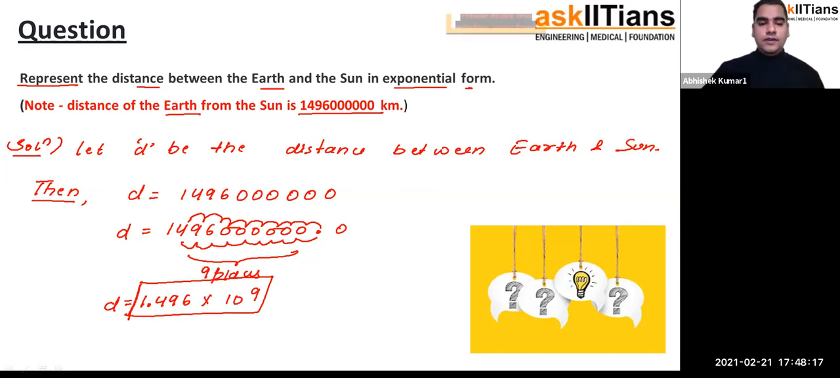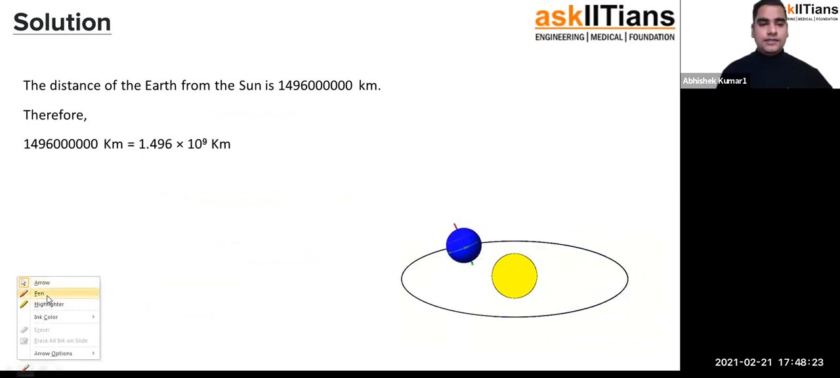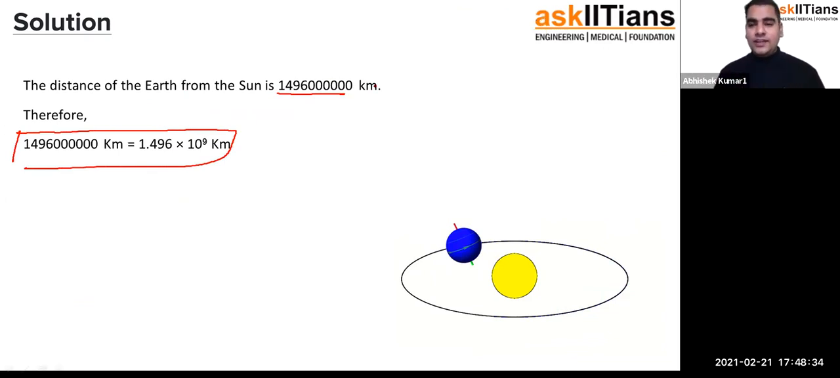Right, done. You can check here as well. They have done the exact same thing. This was the distance, and the standard form will be 1.496 times 10 raised to the power 9. That's exactly what we got as well, guys. I hope this topic is very clear to all of you.